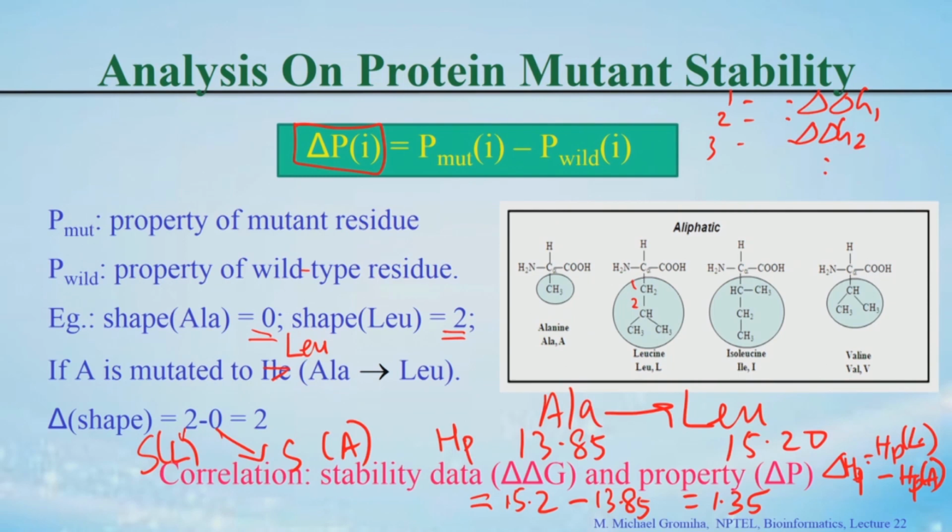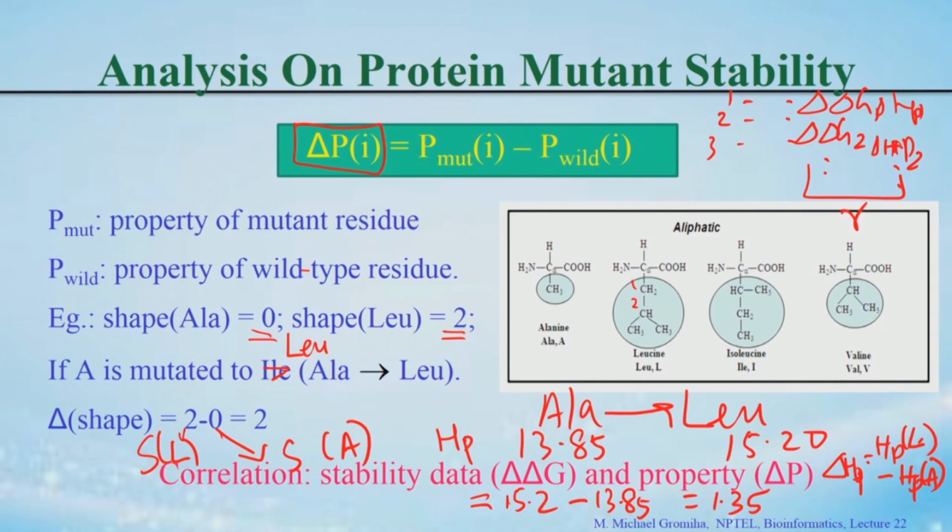You take the hydrophobicity, you have the values Hp1, Hp2 and so on. If you take the difference, this will be delta Hp. So, you have 100 data for the free energy, 100 data for the properties, and you can take the correlation. This will tell you whether this property is related with the stability or not.